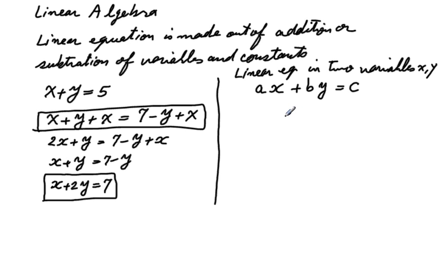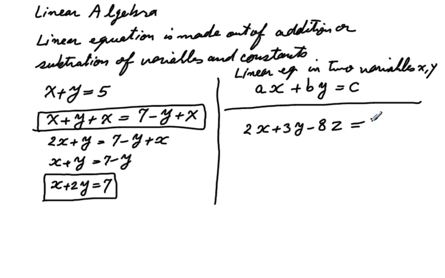Of course, you could have many variables, so I can have an equation looking like 2x plus 3y minus 8z is equal to 11. So that would be a linear equation in three variables. We said that we typically utilize linear equations and linear algebra in situations where there are many variables. There could be thousands of them or millions of them. They indicate things that are doing independent activities.